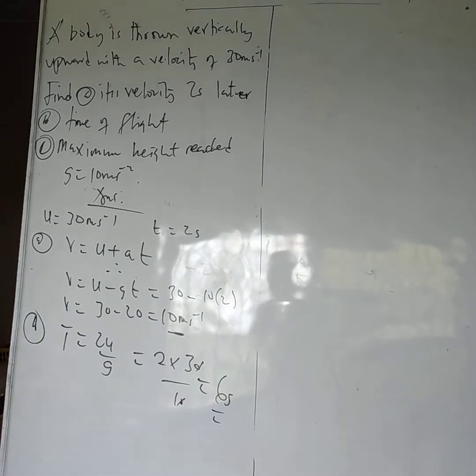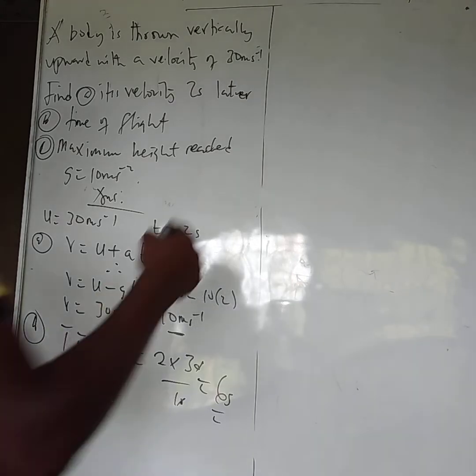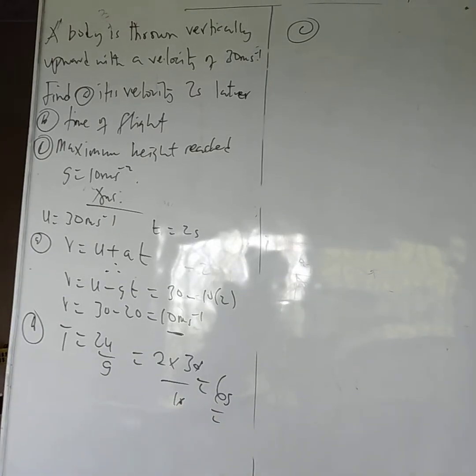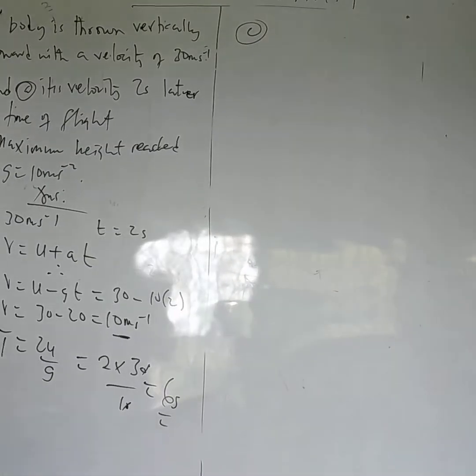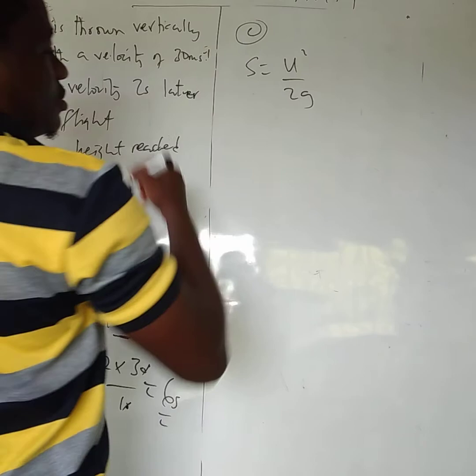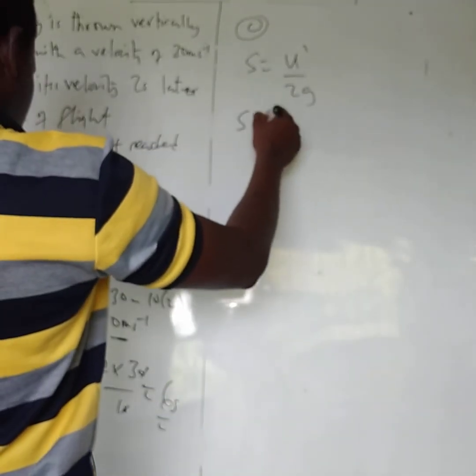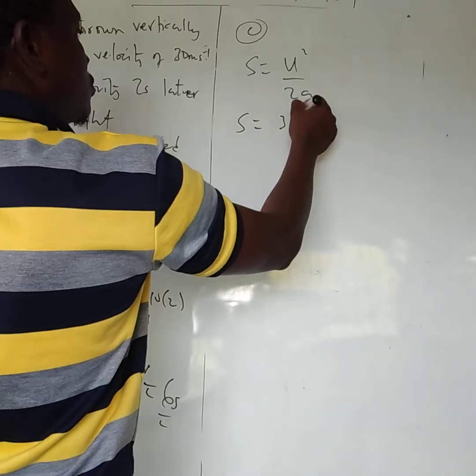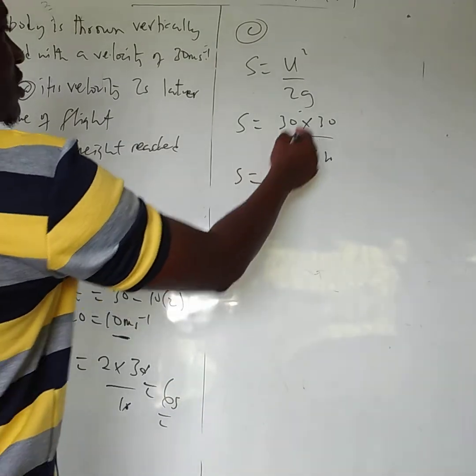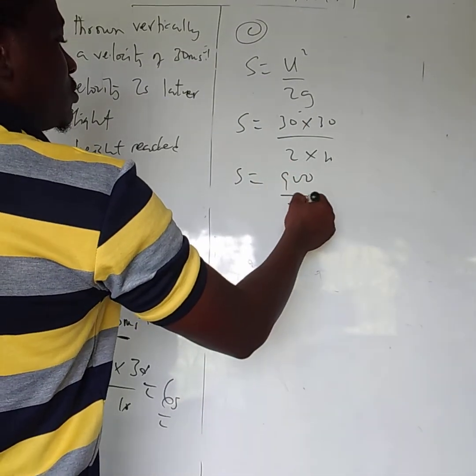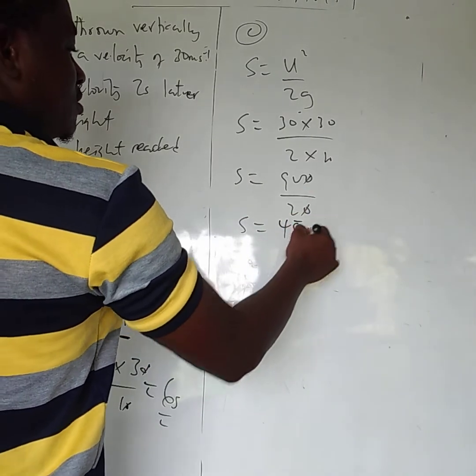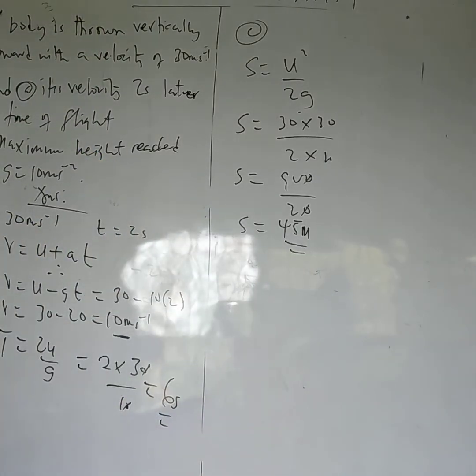The next question, you have to calculate the maximum height reached. That is the C aspect of the question. We know the equation for the maximum height reached, s is equal to u squared all over 2g. So we have s equal to 30 squared. Let me write 30 times 30 all over 2 times 10. So this is 900 all over 20, 1 here. So s becomes 90 over 2, which is equal to 45 meters. So you are going to have this to be 45 meters.